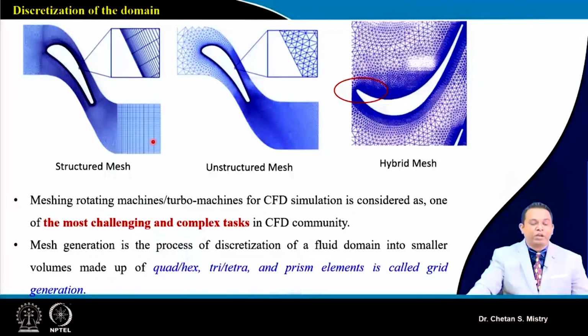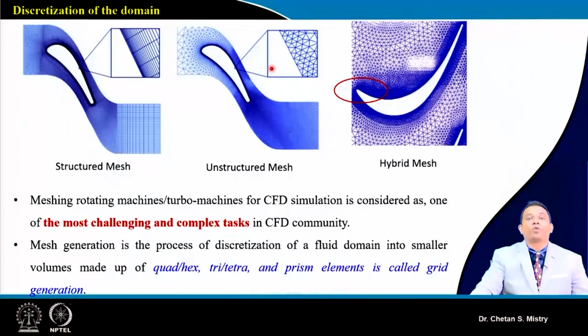Here, if we look, this is representing one of the blades, and around this blade we have a systematic arrangement of these elements. That's what we can say is structured mesh. We can have an unstructured kind of configuration. You can see here, this is not systematically arranged. There are some configurations in which we have a combination of both structured as well as unstructured mesh. That's what we define as a hybrid mesh.